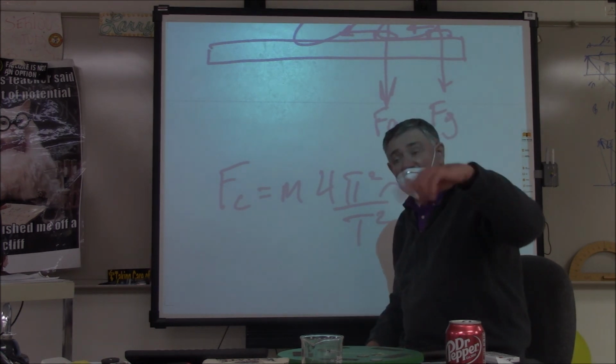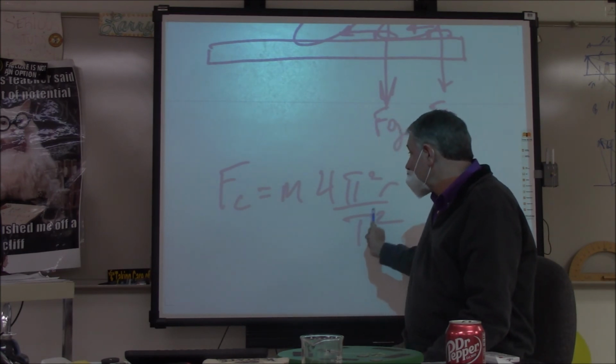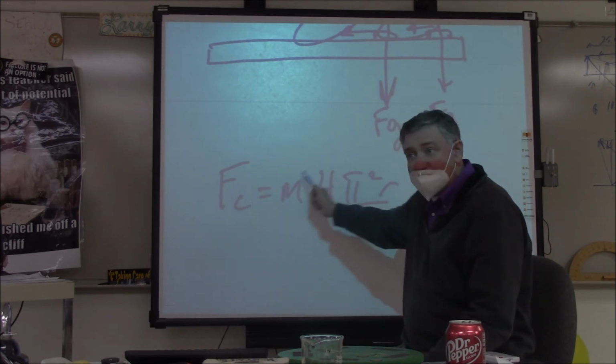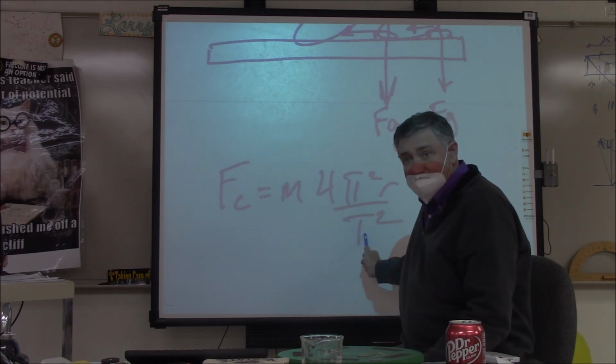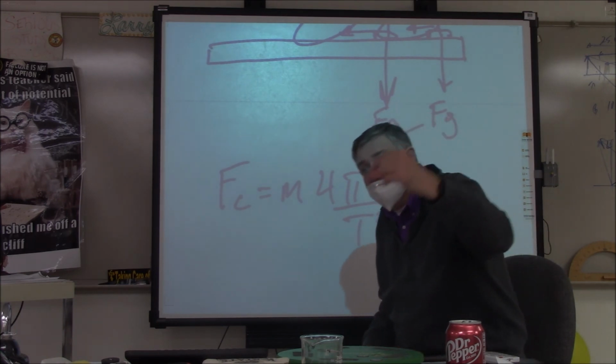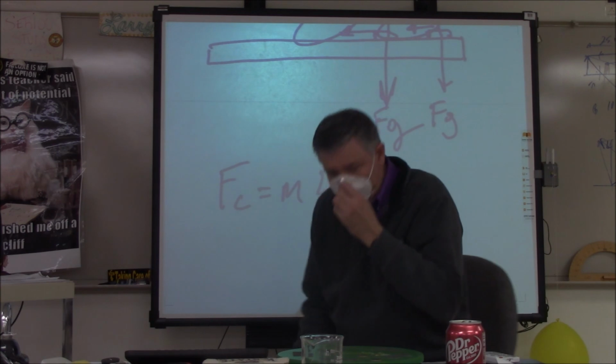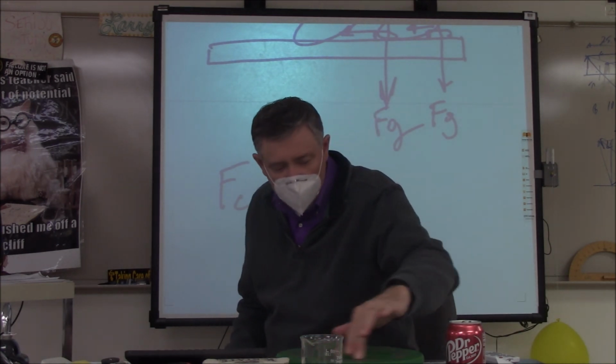I'm going to make it go faster and faster. T is going to become smaller, so I'm going to have a constant top number divided by a smaller and smaller t. The centripetal force then is going to get bigger. But there's a limit to what friction can do. So I'm going to spin this up, okay?